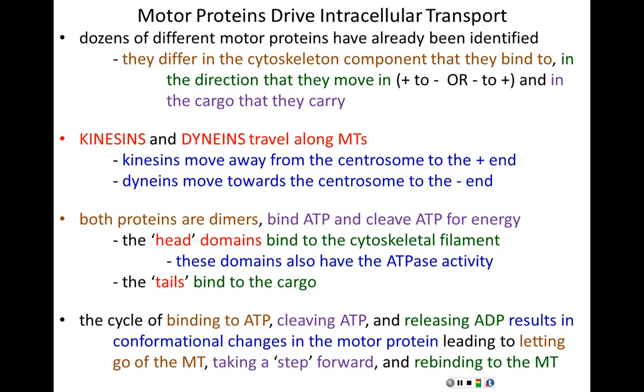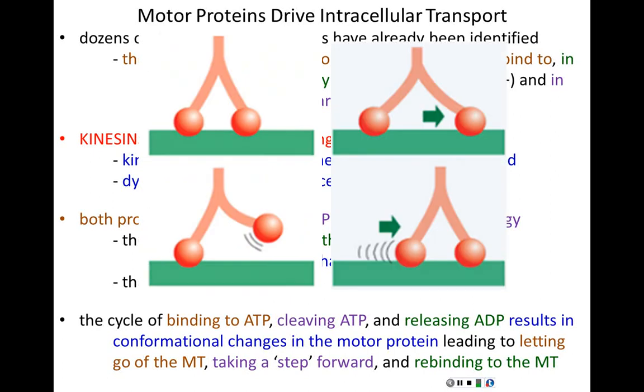We'll talk a little bit more about the cycle of motor proteins in our myosin lecture and the actin lecture that we're going to cover next, but suffice it to say now very briefly, there is a cycle of binding to ATP, cleaving that ATP, and then releasing the resultant ADP that results in the conformational changes in these motor proteins. When these motor proteins bind ATP, oftentimes they let go of their cytoskeletal components. So in the case of dynein and kinesin, when ATP is bound, the head region lets go of the microtubule. When the ATP is cleaved, we take a step forward on the microtubule. And when the ADP is released, we actually rebind to the microtubule.